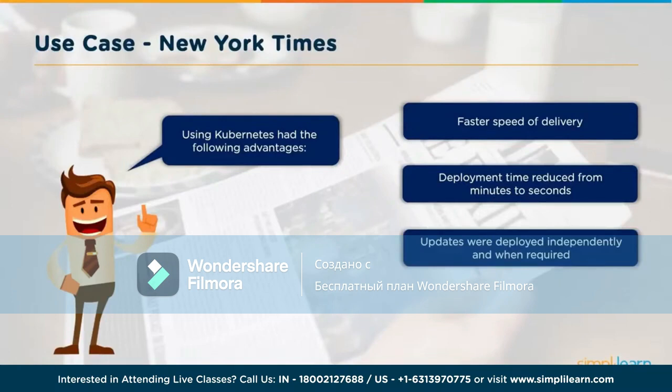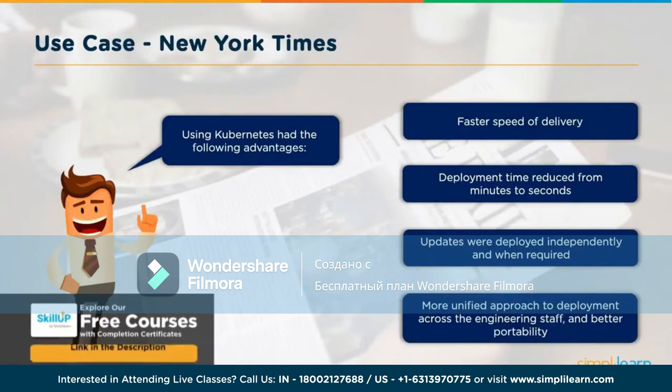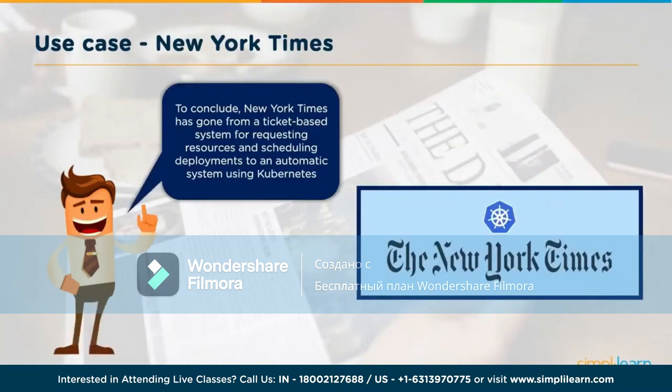Updates began to be deployed independently and when required, so you didn't have to schedule an event to do the deployment. It just happened. And there was a more unified approach to deployment from the engineering staff, which made the whole solution more portable. The fundamental bottom line for the New York Times is that by leveraging Kubernetes, they were able to automatically manage their deployments and scheduling of solutions instead of doing it through a more traditional ticket-based system. It really sped up the efficiency of the New York Times website.